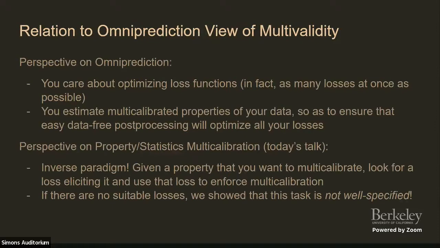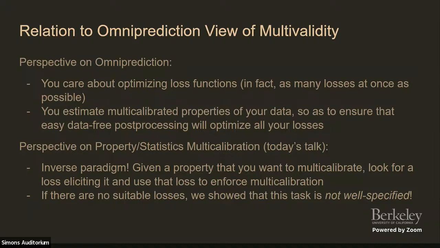Okay, so two brief remarks to conclude. First off, to intuitively relate this to Omniprediction, wonderfully described in Parikshit's talk. In Omniprediction, you mostly care about loss minimization. So your central object of study is losses, and what you do is harness the power of multicalibration-type techniques to summarize your data in all sorts of multi-valid ways, such that you can then do some data-free post-processing to optimize all the losses that you want and even more, okay?